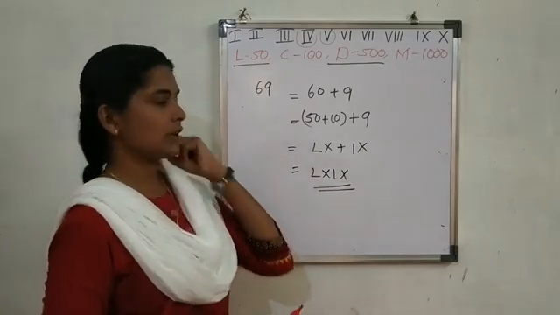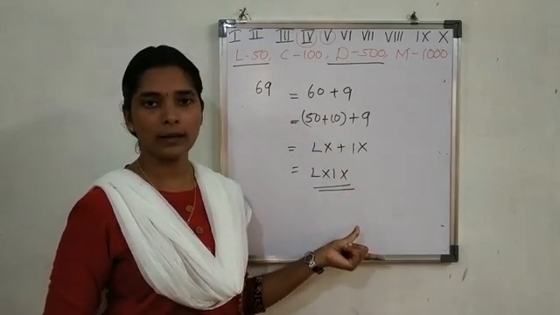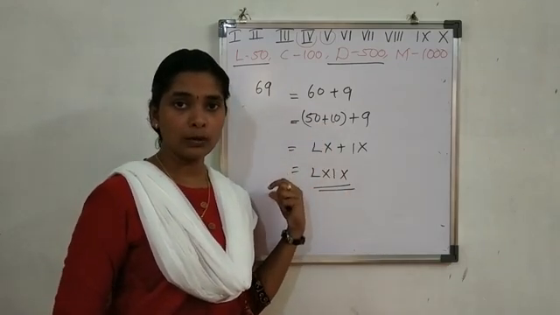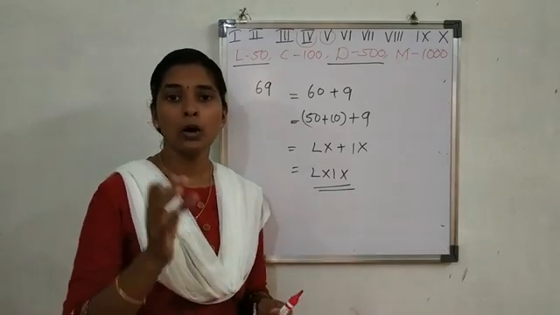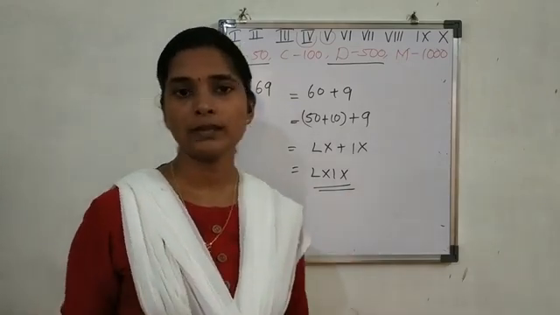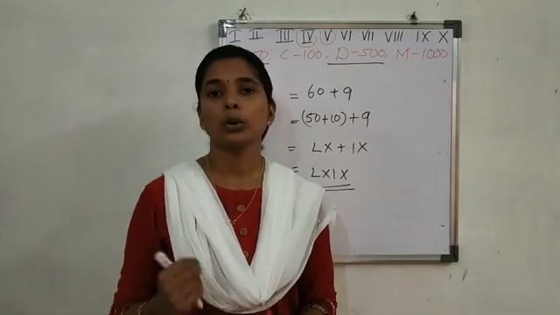Like this we can write all the numbers in Roman numerals. We can convert Hindu-Arabic numerals into Roman numerals if you know the rules. 4 or 5 rules are there. You have to understand those rules, then we can convert any number to Roman numerals.